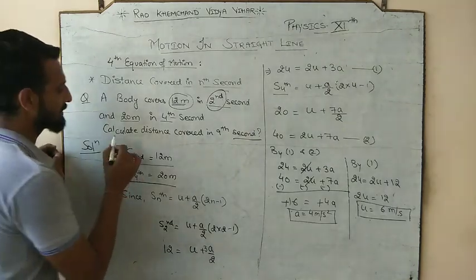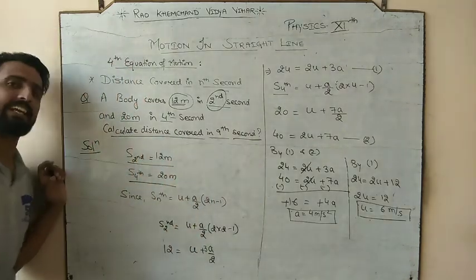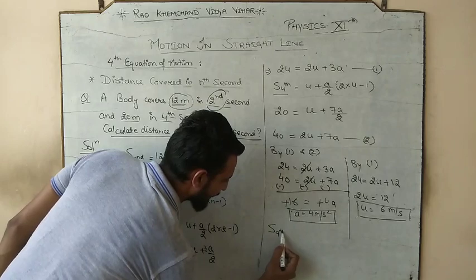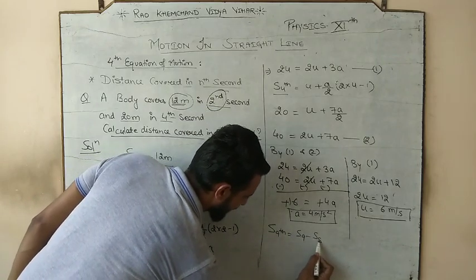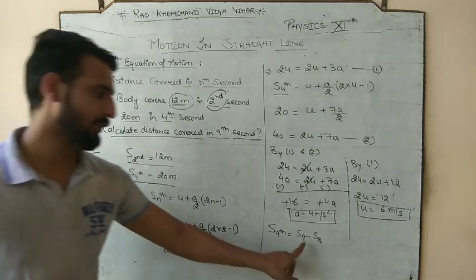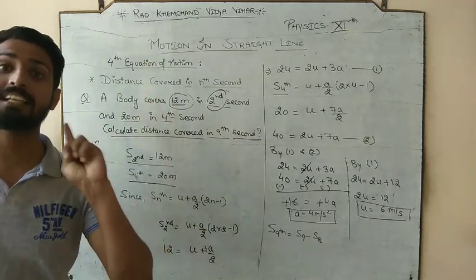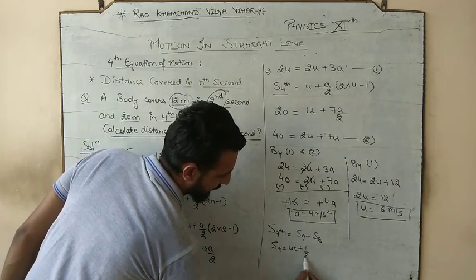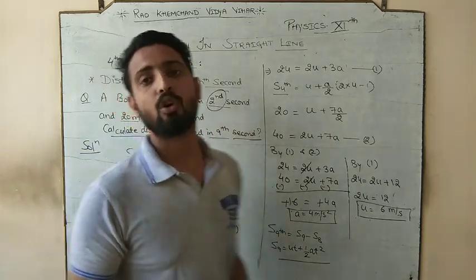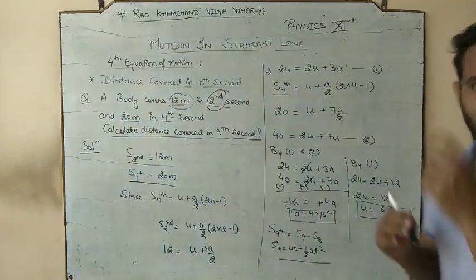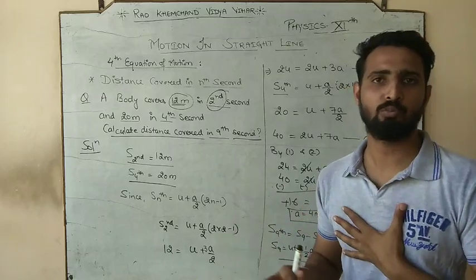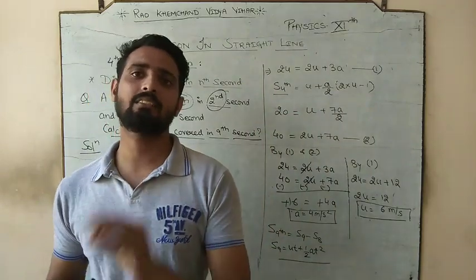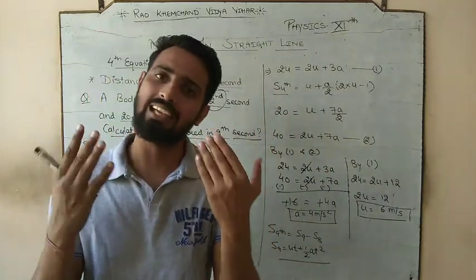What was asked of us? Distance covered in 9th second. So he is asking the distance covered in the 9th second. So either you use this technique, S9 minus S8. First of all, calculate the distance covered in 9 seconds. So what is the formula for S9? It is ut plus half at square. And if I give you the difference between the second equation of motion and the fourth equation of motion, let me brief. Second equation of motion gives us distance covered in t seconds, or you can say n seconds.